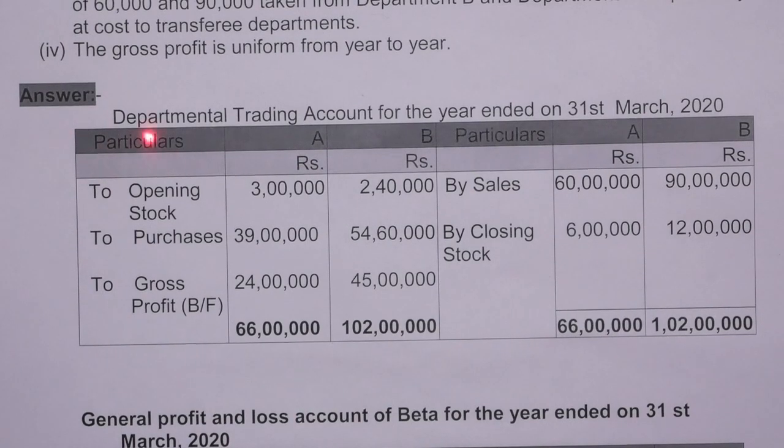Now come to the answer. Departmental trading account for the year ended 31st March 2020. Particulars: Department A, Department B, and on the credit side, particulars: Department A, Department B. To opening stock 3 lakh, 2,40,000. To purchases 39 lakh, 54,60,000, which is mentioned in the question. By sales 60 lakh and 90 lakh. By closing stock 6 lakh and 12 lakh. So the balancing figure item will be gross profit, rupees 24 lakh for Department A and 45 lakh for Department B.